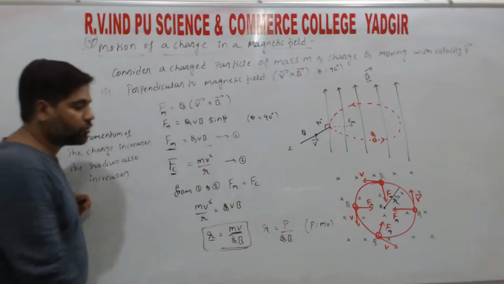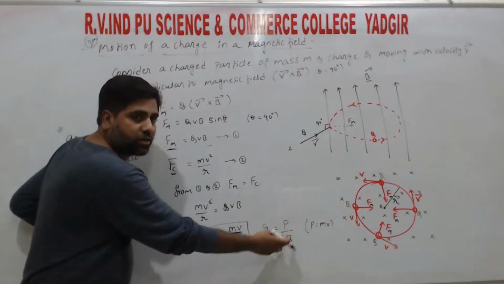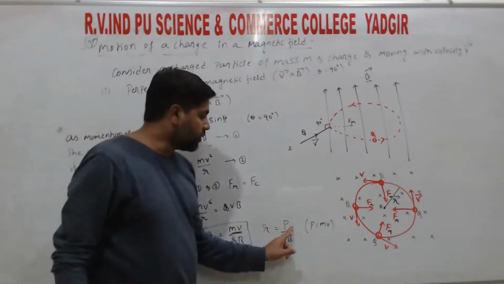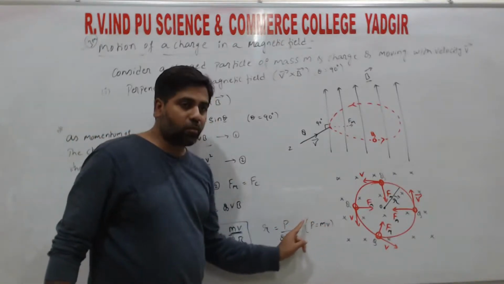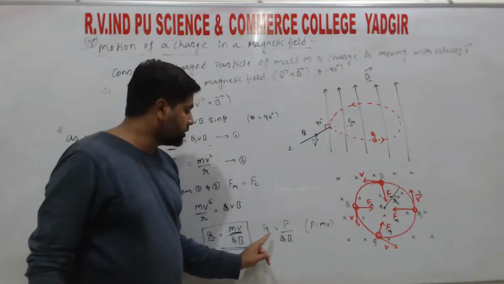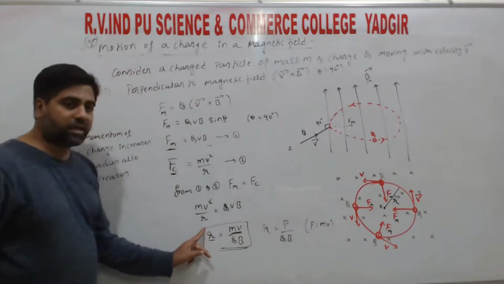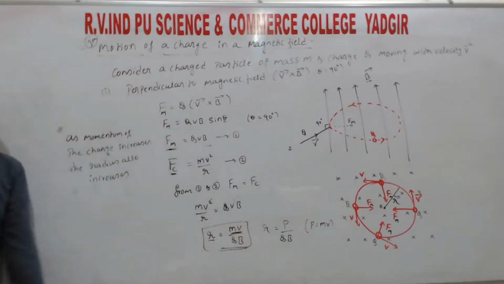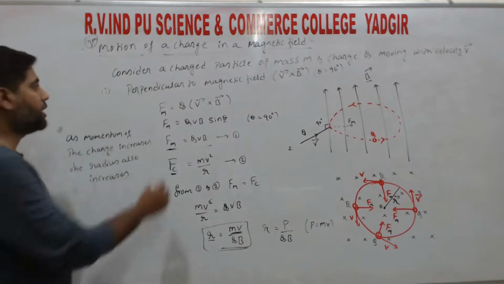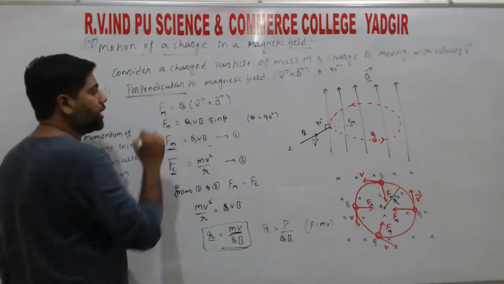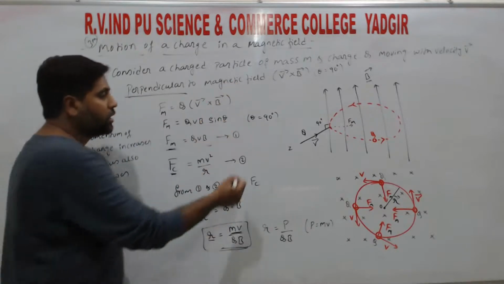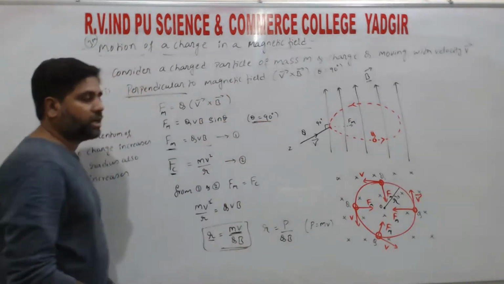the radius changes. If the momentum increases, the radius increases; if the momentum decreases, the radius decreases. So when does the momentum change? If velocity increases, momentum increases; if velocity decreases, momentum decreases. That means if velocity increases, the radius increases; if velocity decreases, the radius also decreases. This is when the charge is moving perpendicular to the magnetic field, that means angle theta is equal to 90 degrees.